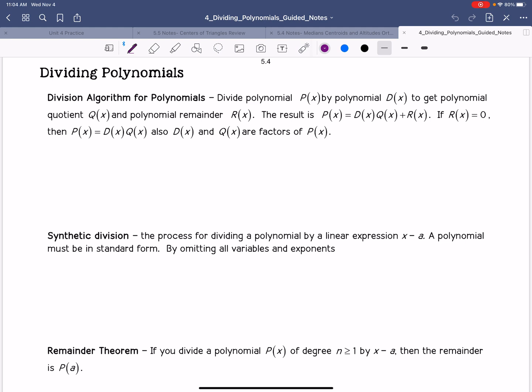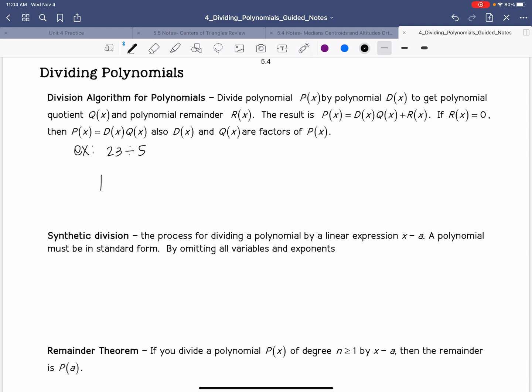If the remainder is 0, then we know d of x and q of x are factors of p of x. Okay, yeah, that sounds really confusing, so let's just talk about it with basic division that we already know. So we'll do like a little example here. All right, so let's do 23 divided by 5.